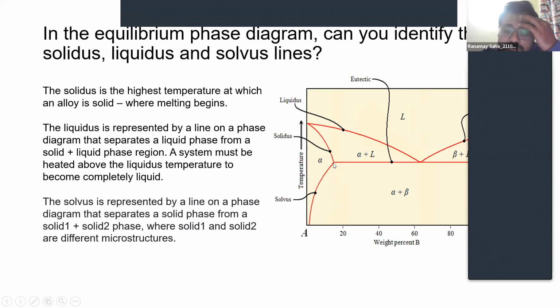So from this particular point up to this particular point, this line differentiates between the same phase but two kinds of microstructures. Here, the ferritic iron has one microstructure, and on the right hand side, it has a different microstructure, but both are in solid phases. So such a line is called a solvus line.